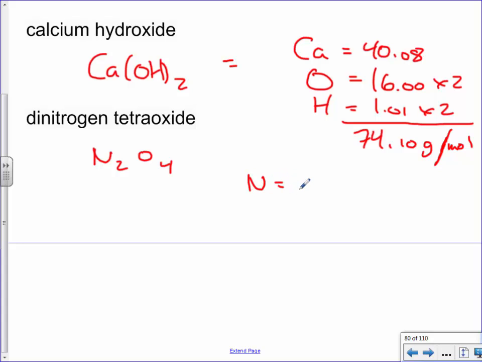Nitrogen. Anybody know what nitrogen weighs? Okay, good. And you'll need 2 of those in this, I don't know, package of donuts you're buying, I guess. And oxygen is 16 right on the dot, and you need 4 of those. I got 92.02.